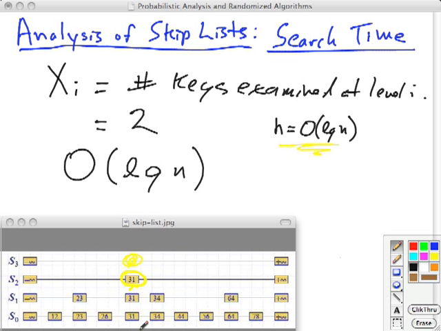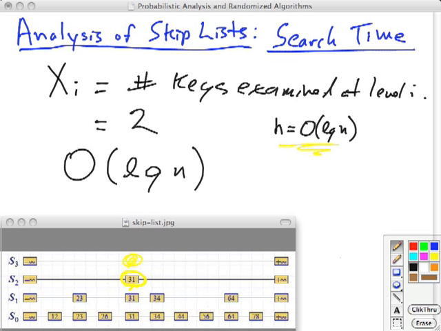So this makes this data structure far superior to linked lists in performance, and it's based purely on random decisions about whether to build up the skip list to higher levels. So this data structure will be included as one of the ones that you implement in your assignment, and you'll get to compare them to other ones like linked lists.